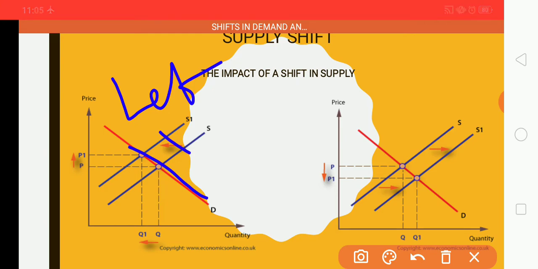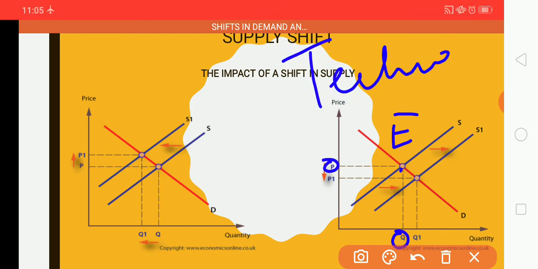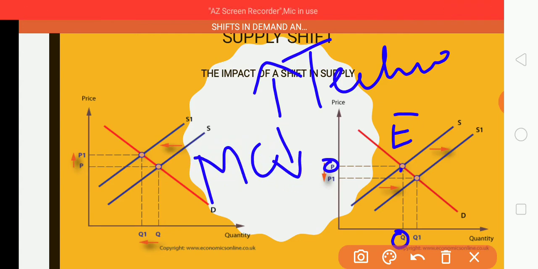In the previous case the supply curve shifted leftward and the demand curve remained unchanged. In this other diagram, S and D are the original supply and demand curves, and this is the point of equilibrium, with equilibrium price P and equilibrium quantity Q. When technological progress increases, marginal cost reduces, so the price of the commodity will be lower.